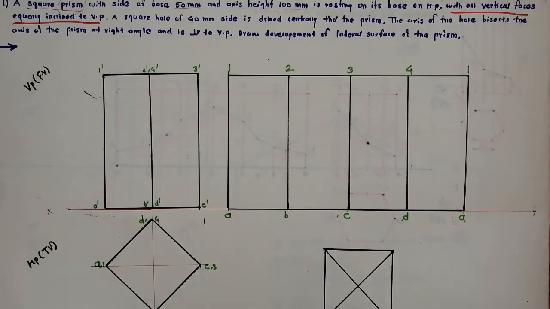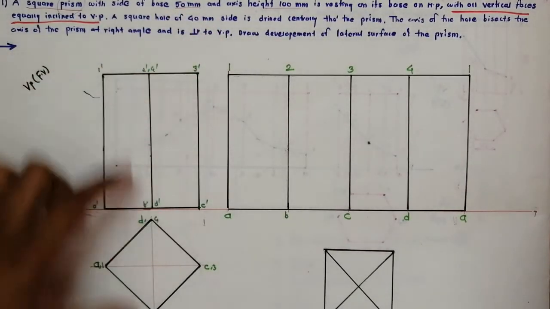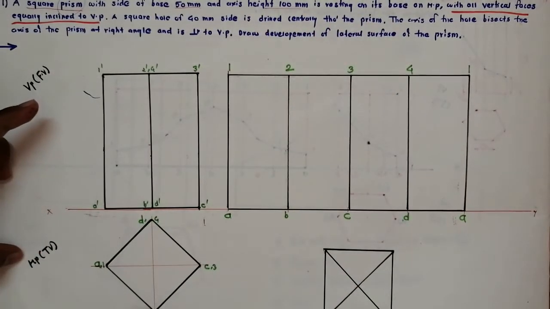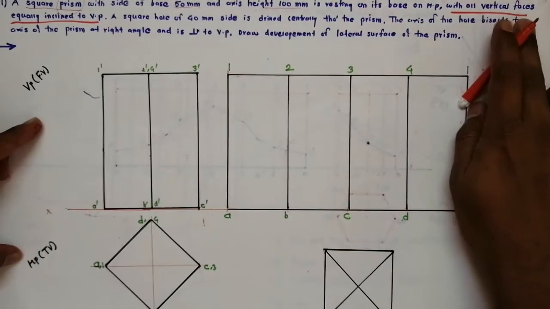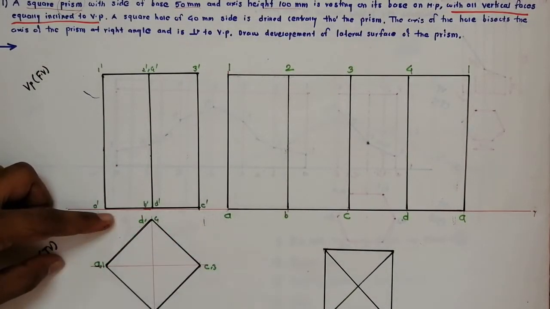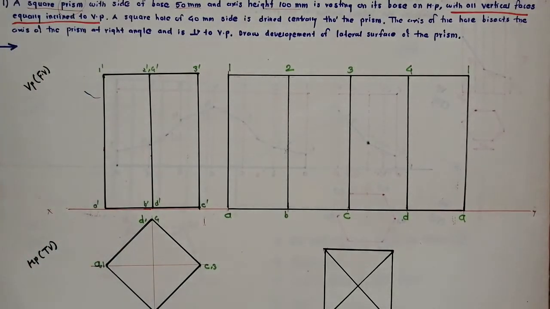Okay, so this is according to the first sentence of the problem. A square prism of side 50 mm and axis height 100 mm is resting on HP. So it is resting on HP. Now the condition is with all vertical faces equally inclined to VP. So this is a 45 degree angle, this is a 45 degree angle, it is equally inclined. Now the next is the cutting plane.